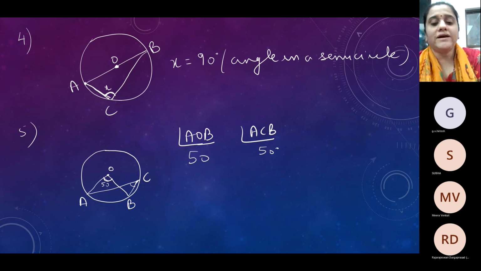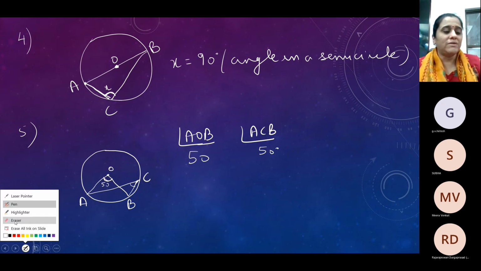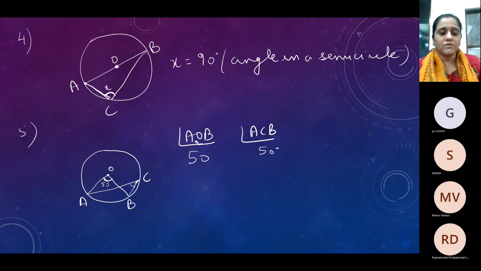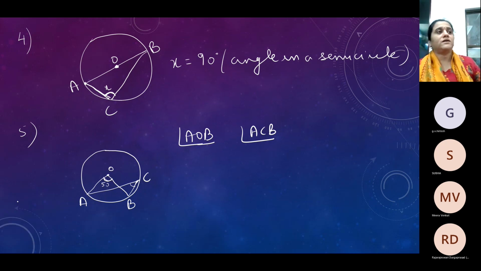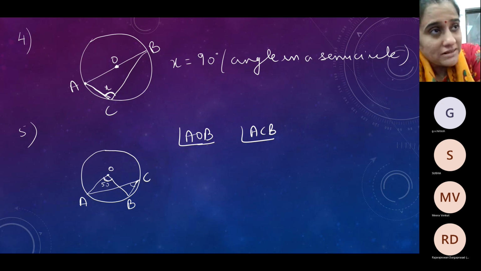Okay, so angles in the same segment of a circle. Nice that you could recall that, but that is different. We'll see that. Now this is the angle subtended by an arc at the center. The angle subtended by an arc at the center is double the angle subtended by the same arc at any point on the remaining part of the circle.